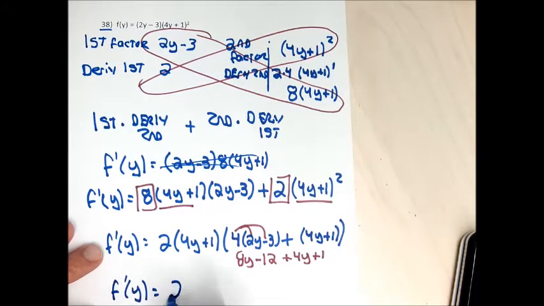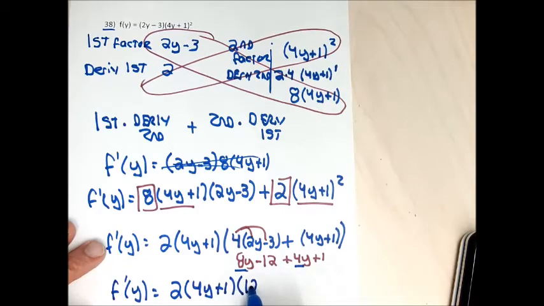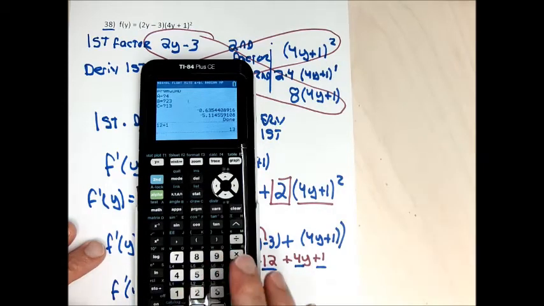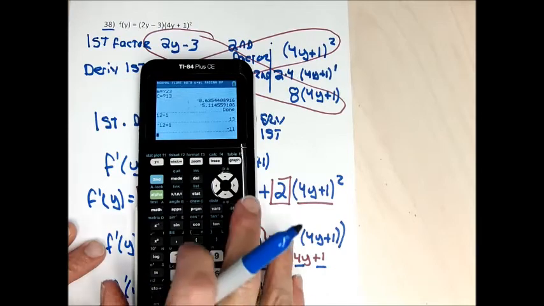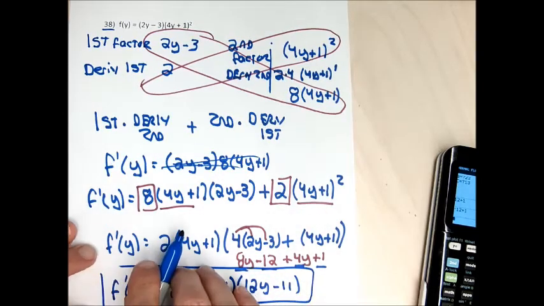The common factor is just going to hang out front. And what's left after I simplify, 8y plus 4y is 12y. And minus 12 plus 1 is minus 11. So I'd call that a best answer for 38.